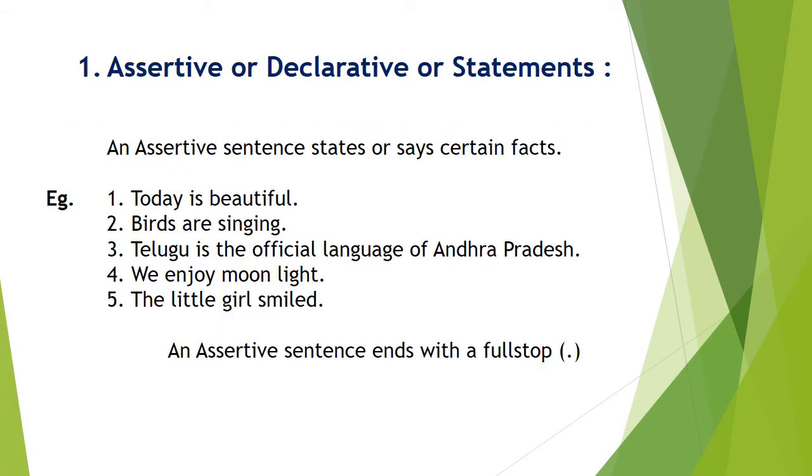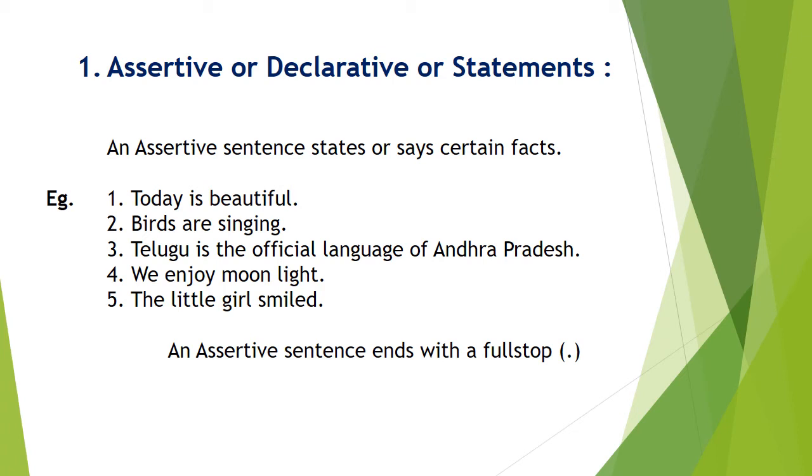First one, assertive or declarative sentences are statements. An assertive sentence states or says certain facts. Facts means which is clear, correct.